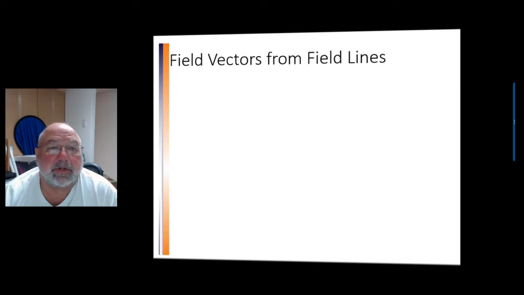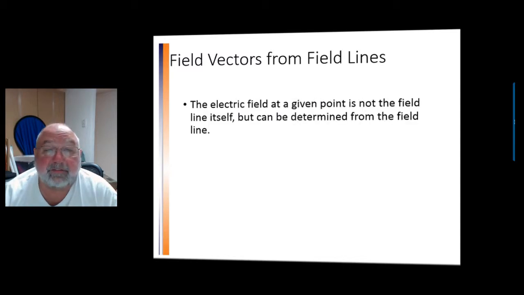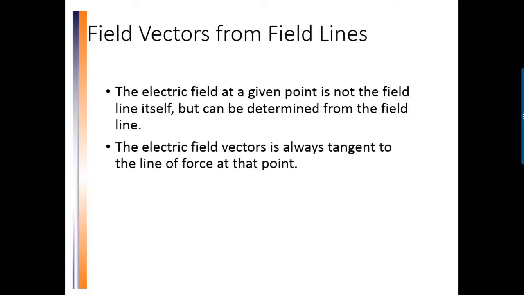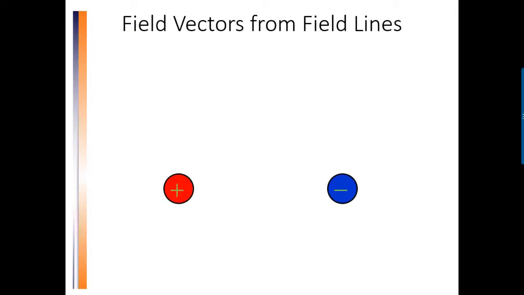Okay, so today we're going to talk about field vectors from field lines. And first off, here's a couple of rules. The electric field at any given point is not the field line itself, but it can be determined from the field line. The electric field vector is always tangent to the line of force at that point. And finally, vectors of any kind are never curvy. Well, what does this mean in practice? Let's go ahead and see here.